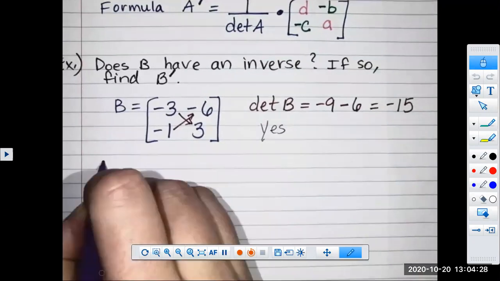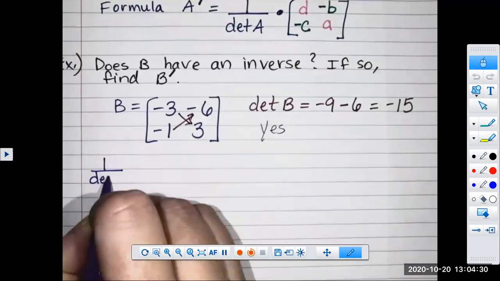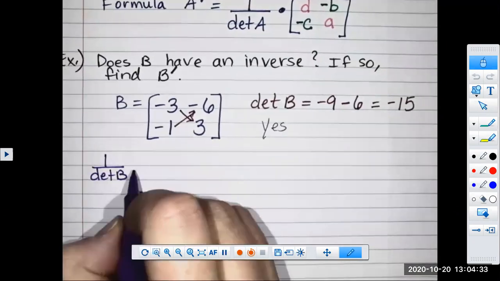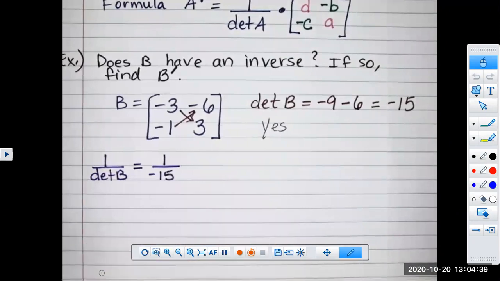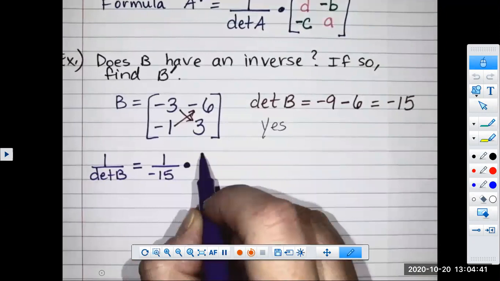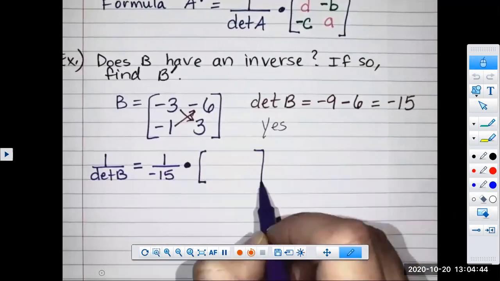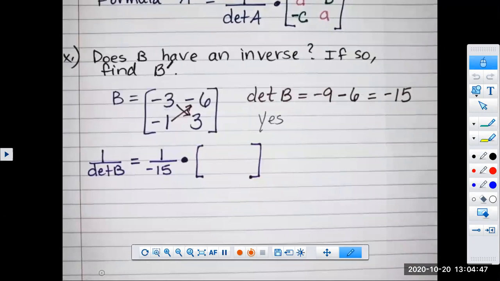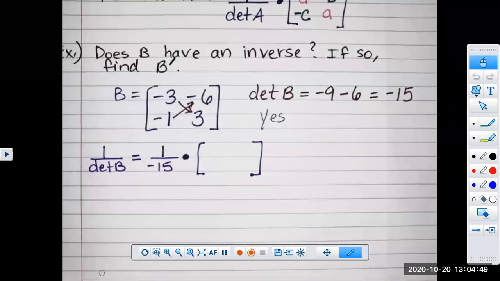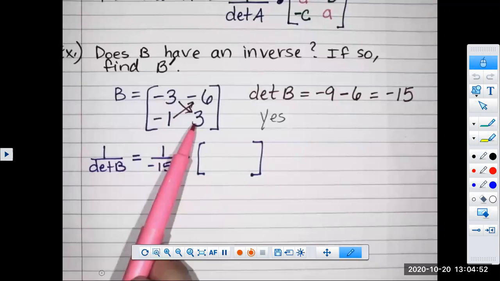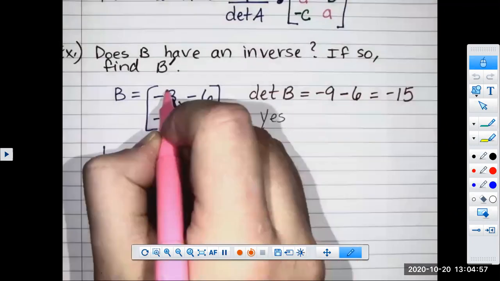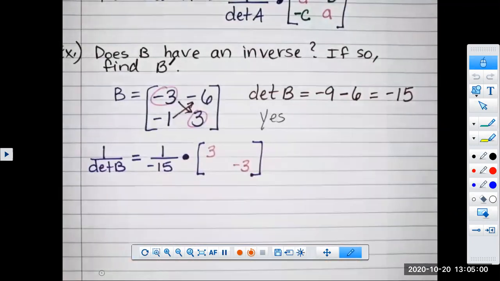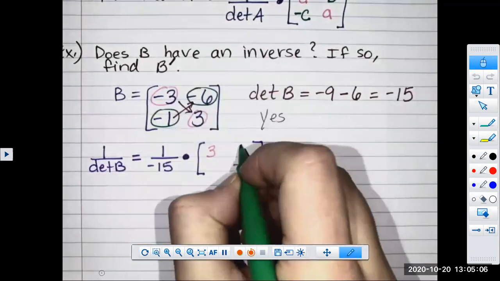All right, I have to take 1 over the determinant of B, which is 1 over negative 15. You don't have to write this. And we are multiplying that to the matrix we get when we, what are you doing with these numbers? Good, you're going to switch places with those. And then what are we doing with -6 and -1? Good, so they both become positive.